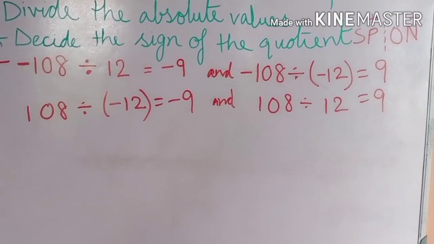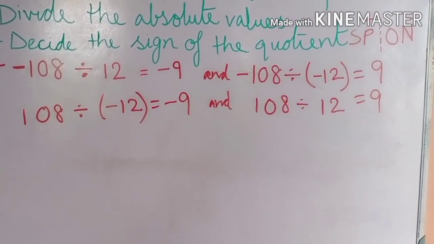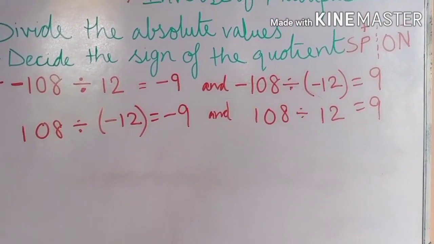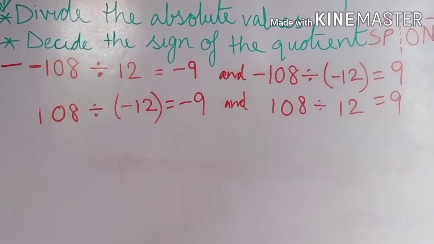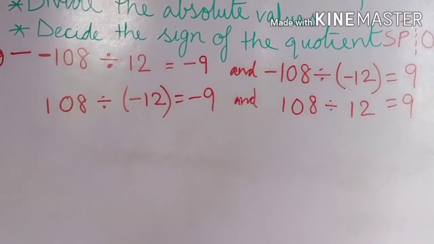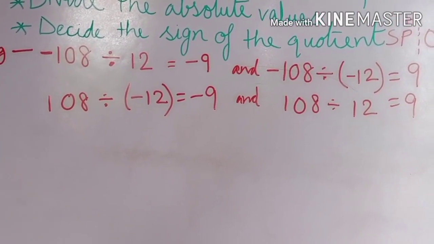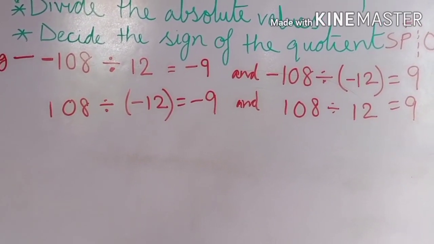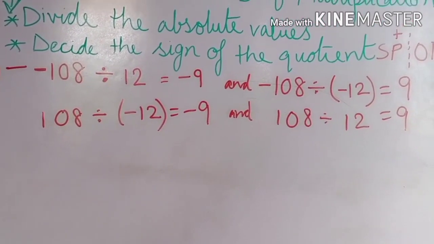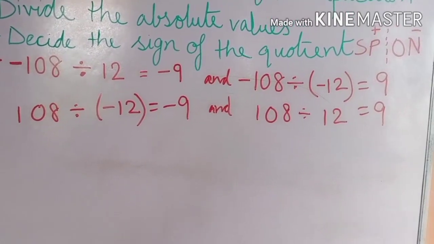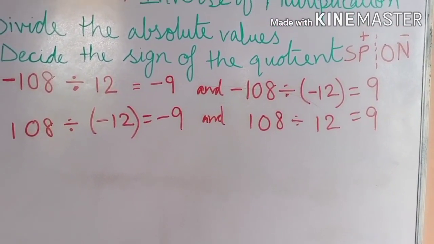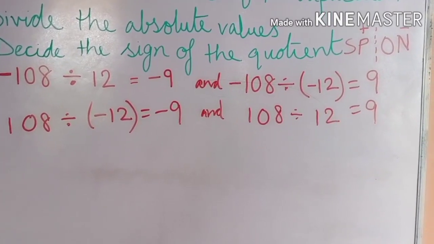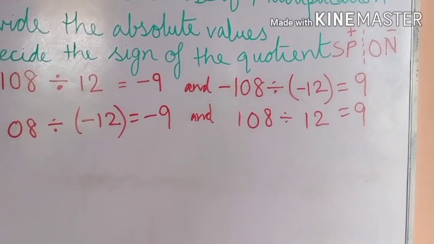Minus 108 divided by minus 12. See, both the dividend and the divisor have a negative sign, so our quotient is positive. Answer is 9. Then we have 108 divided by minus 12. Again we have opposite signs in the dividend and divisor respectively, so our quotient has a negative sign, minus 9. And 108 divided by 12, that means the dividend and divisor have the same sign, so the answer is plus 9.